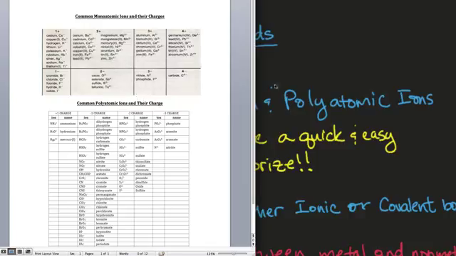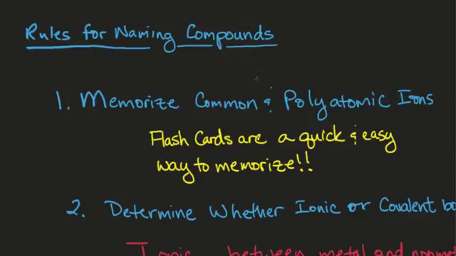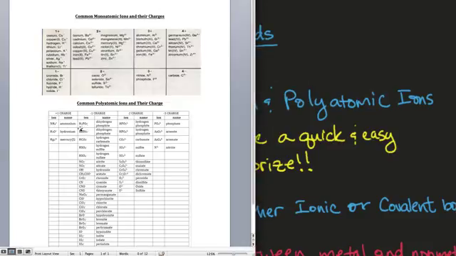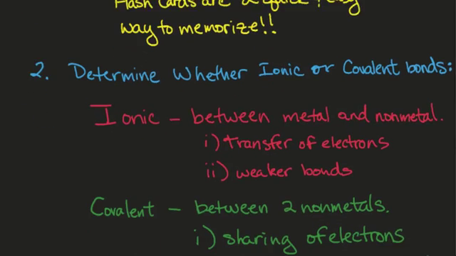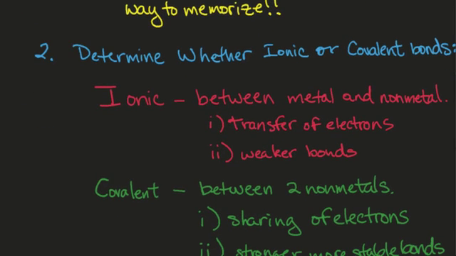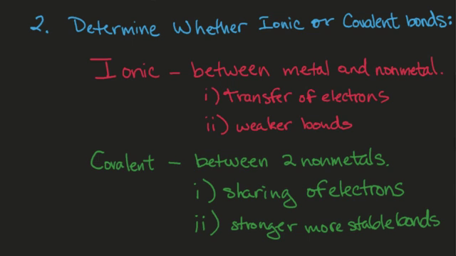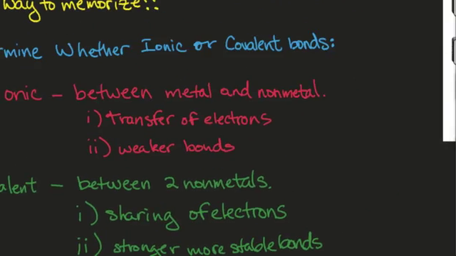So if we're just looking at purely naming these compounds, once you've got both the polyatomic, meaning it's got more than one element, and the monatomic ions memorized, then you can start trying to figure out what kind of bond you have. Do you have an ionic bond? Is it between a metal and a non-metal? Or is it covalent? Is it between two non-metals? So how do we go about determining which one?